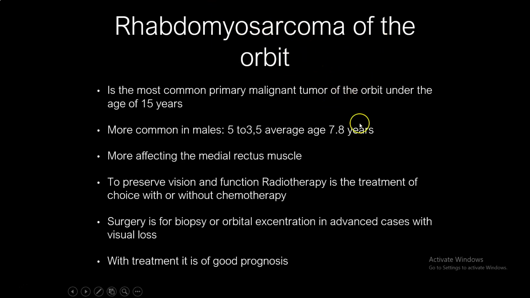Rhabdomyosarcoma. Treatment of choice is radiotherapy. Surgery is not the treatment of choice, because you would have to do orbital exenteration. If the patient is seeing and the tumor is small, it melts with radiotherapy. The tumor melts with radiotherapy, with or without chemotherapy. The role of surgery is only for biopsy, or exenteration if there is exposure keratitis and loss of vision. And when treated, it is of good prognosis. When the parents ask you, you say yes, if it is managed early, it is of good prognosis.